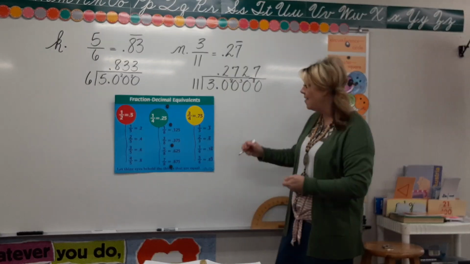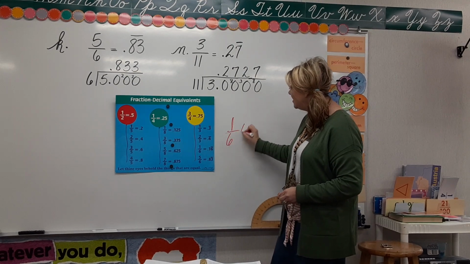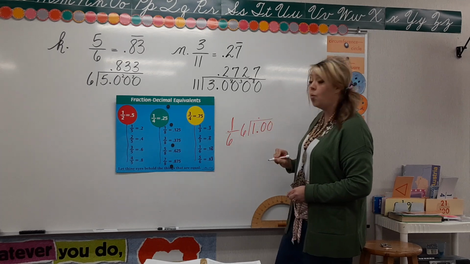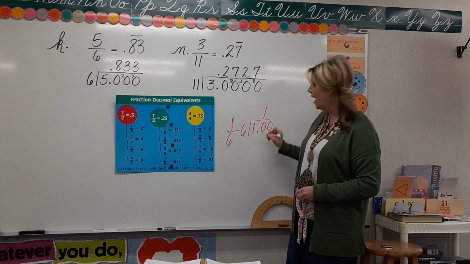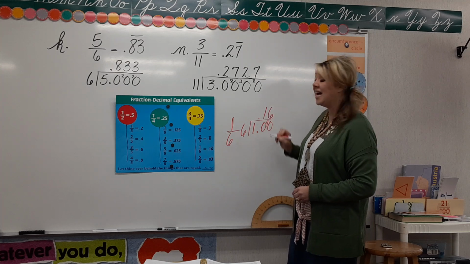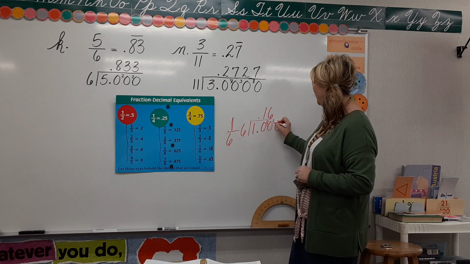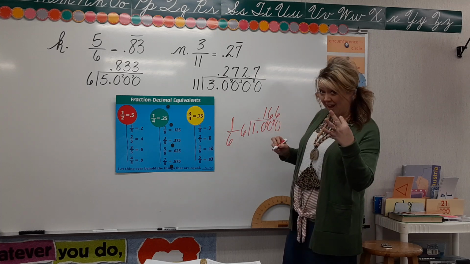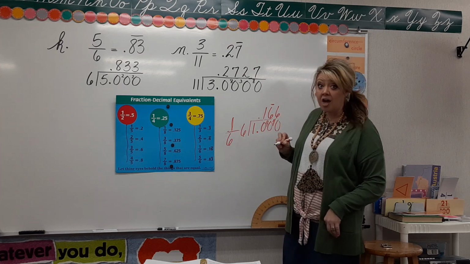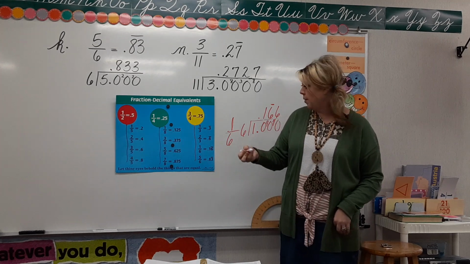If I was to divide that problem out, I would do it like this. 6 divides into 1.00. We know 6 goes into 10 1 time with 4 left over. 6 goes into 40 6 times because 6 times 6 is 36 with 4 left over. 6 times with 4 left over. So the 1 didn't repeat. The 6 does repeat. And you put a line over the number or numbers that repeat.